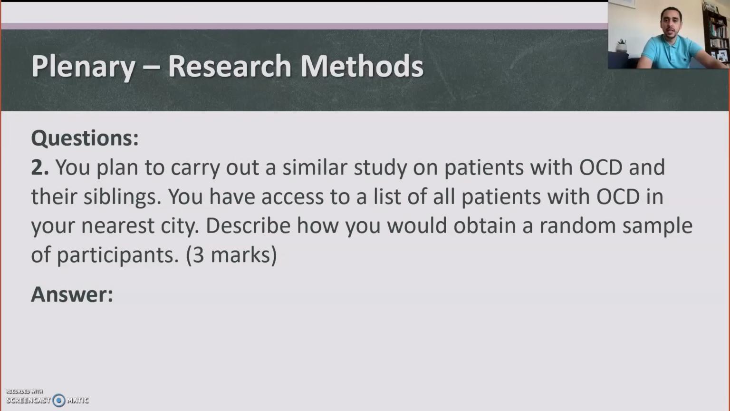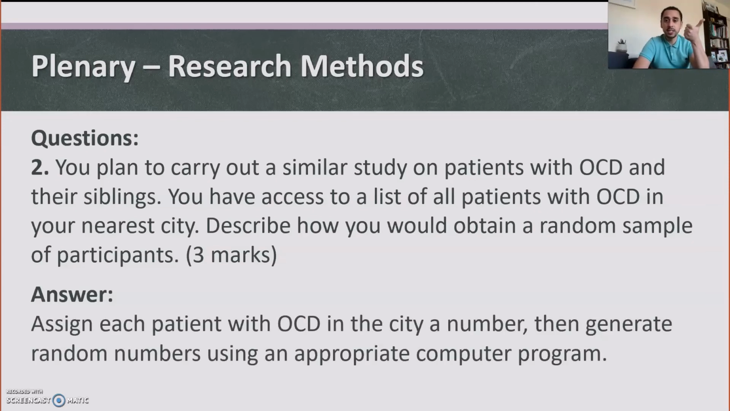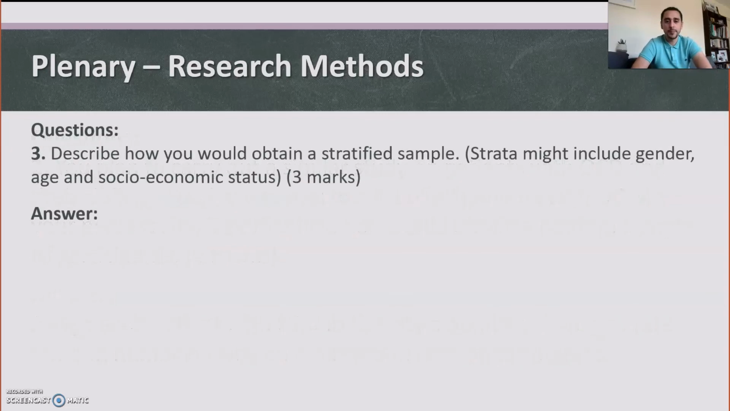You plan to carry out a similar study on patients with OCD and their siblings. You have access to a list of all patients with OCD in your nearest city. Describe how you would obtain a random sample of participants. This is commonly a 3 to 4 mark question, right? Explain how you do a random sample, okay? First of all, you need to get a list of all the people in your target population, all right? It says you've got that in the example. 2, assign each participant with OCD in the city a number. 3, use a random number generator to produce a certain amount of numbers. And then you do that until you fit the number of participants you need. Generate random numbers using an appropriate computer program.